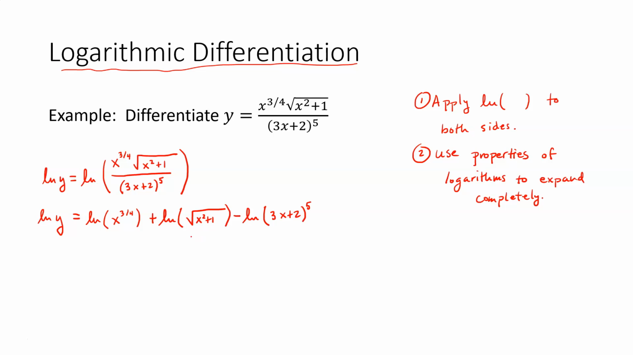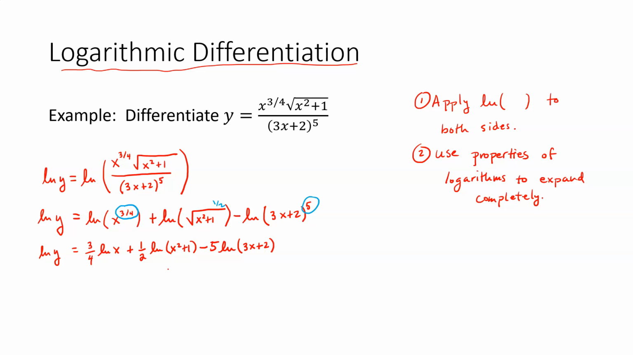Okay. We can even go a little bit further by taking out the powers. So we've got the power of 3 over 4. Here there's a power of 1/2 that we can take out. And then here we can take out the power of 5. So now we'll have ln of y on the left side equals 3 over 4 ln x plus 1/2 ln of x squared plus 1 minus 5 ln of 3x plus 2.